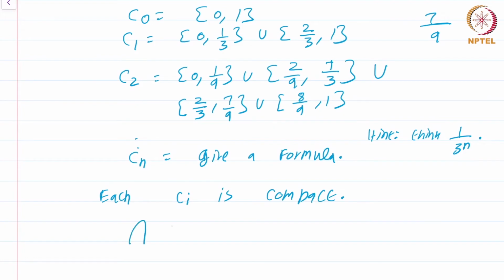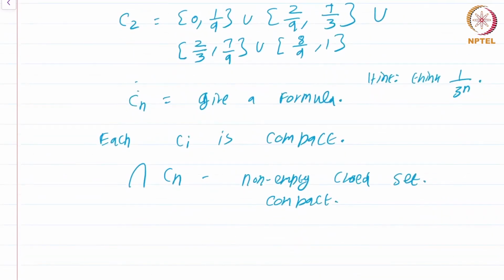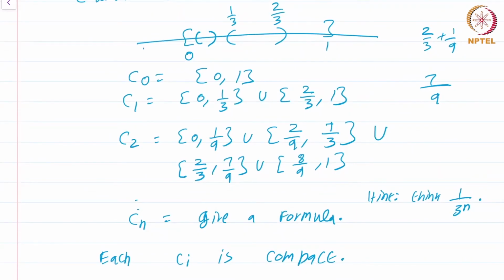Look at the intersection of Cn. This is going to be a non-empty closed set. Why is it going to be a non-empty set? Because by Cantor's intersection theorem, this is going to be a closed set, but it's also a bounded set, therefore it's compact. It's a closed set because it's an intersection of closed sets. So we have defined this set C, the Cantor set, as the intersection of the sets obtained by successively removing the middle 1/3 starting with the interval [0, 1].